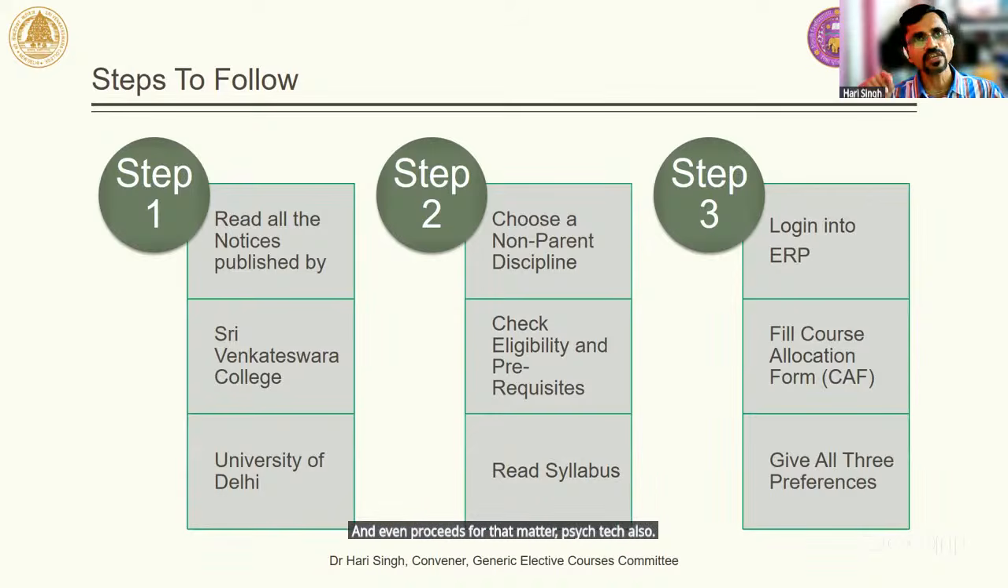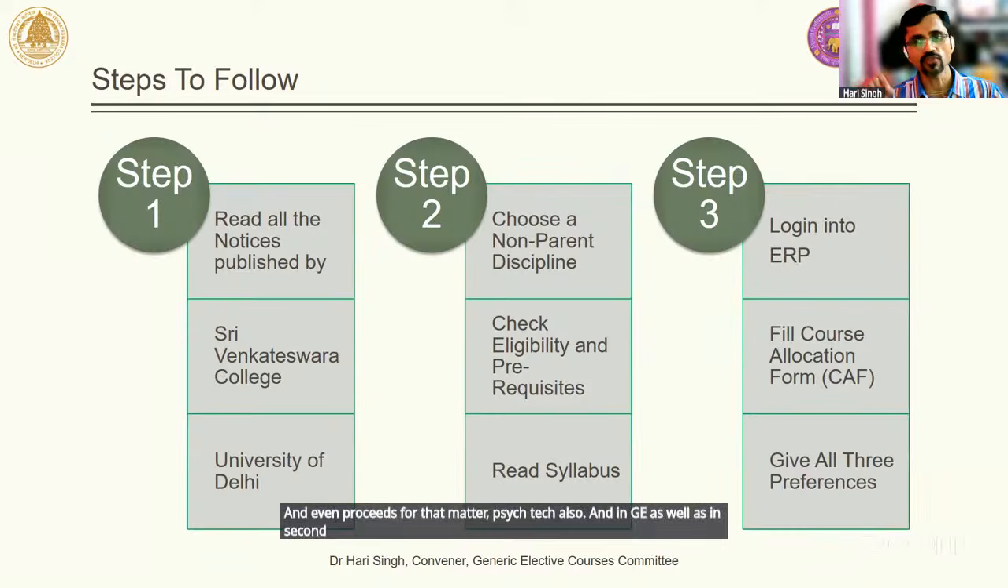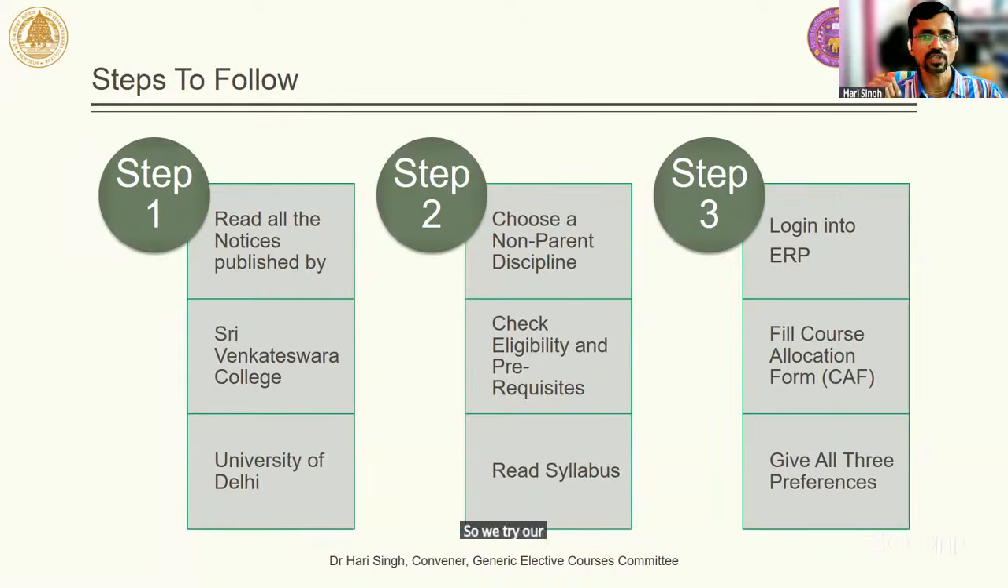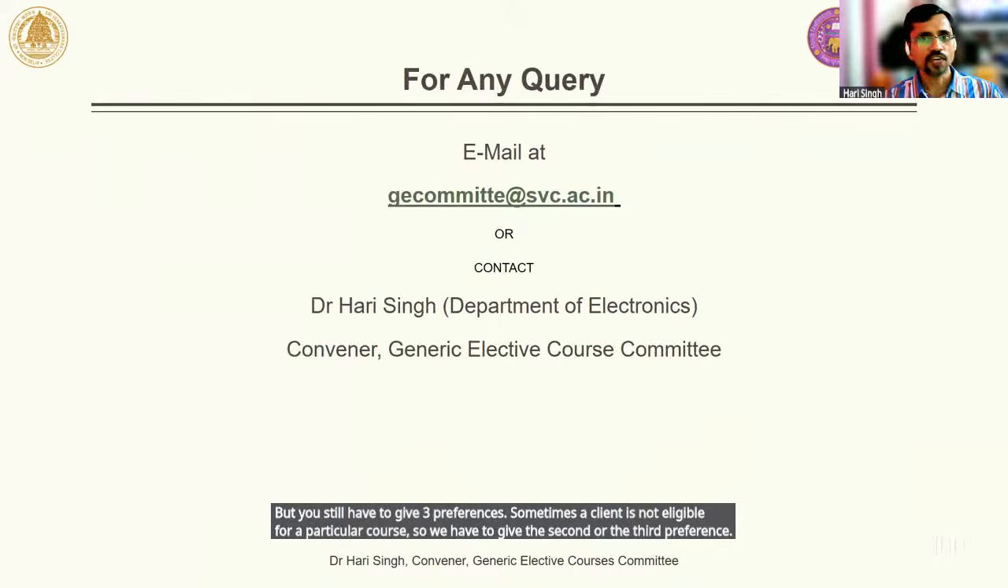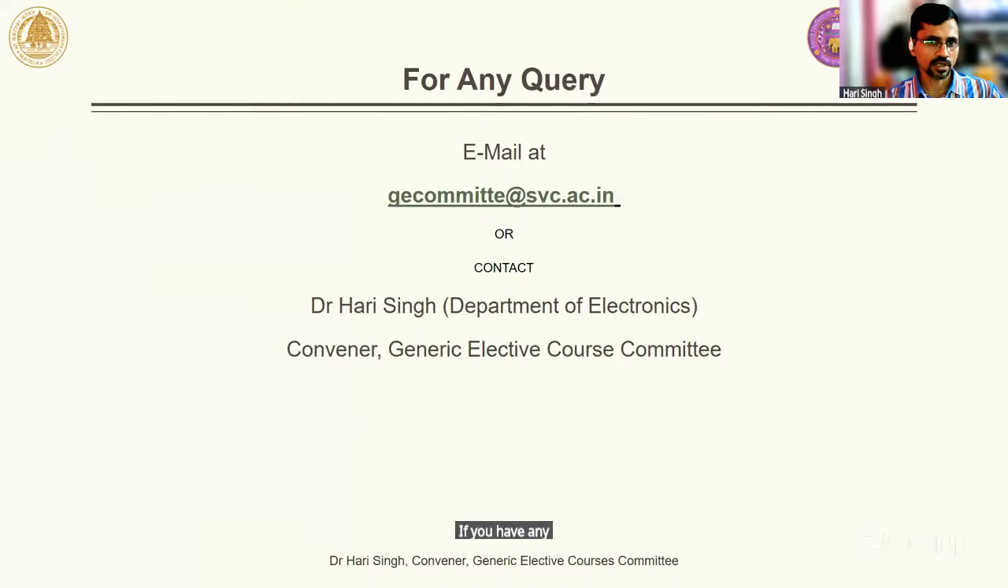And in GEs, as well as in the second week, you have to fill e-preferences. So we try our best to give you the first choice of preference, but you still have to give 3 preferences. Sometimes a student is not eligible for a particular course, so we have to give the second or the third preference. If you have any query, you can contact us.